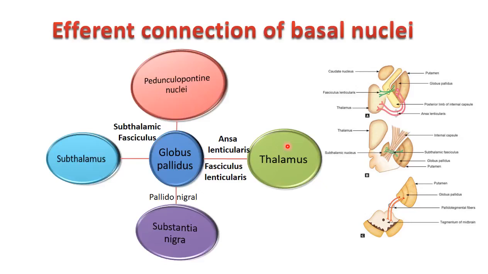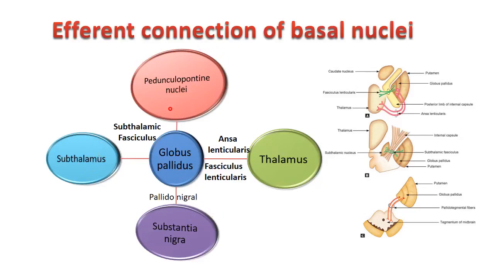Sensory motor cortex. So that is the efferent fibers, globus pallidus. Then through the subthalamic fasciculus, they actually project to the subthalamus. Okay. So pallidial efferents, mainly the subthalamic fasciculus, reach the subthalamic nucleus. Then they also reach the pedunculopontine.